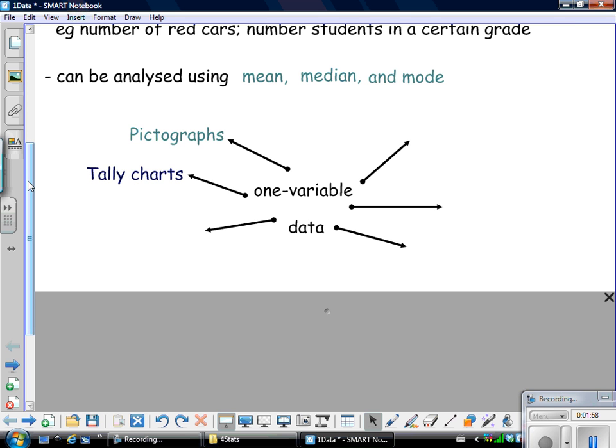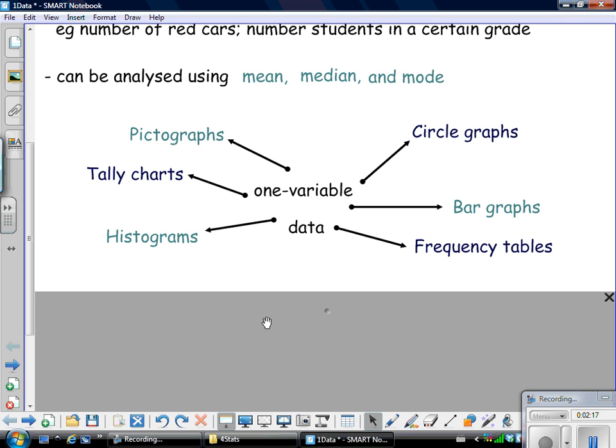Tally charts are another way that you can tell whether you're dealing with one variable data. Histograms, and we looked at that with our prerequisite skills. Circle graphs, and we can look at bar graphs, and finally frequency tables. So if I have any one of those six, in most cases it's going to be single variable data. We're only measuring one variable.